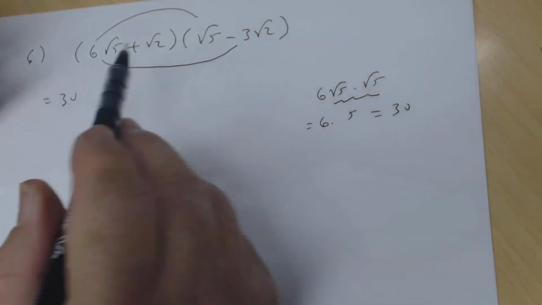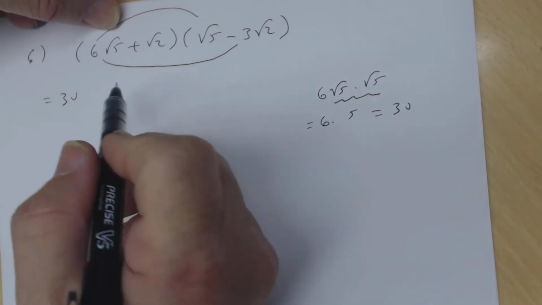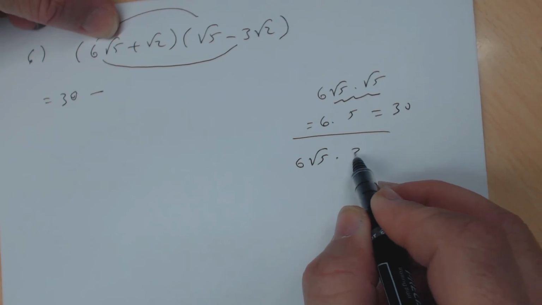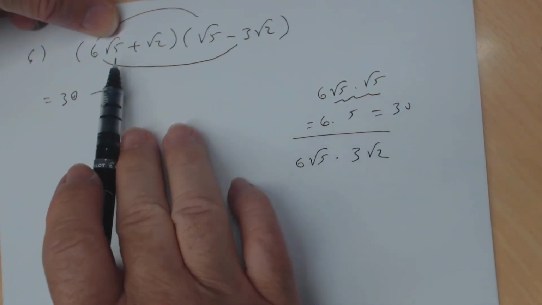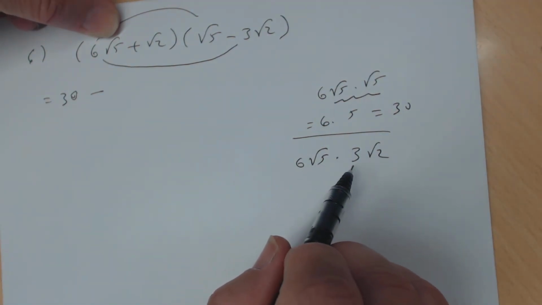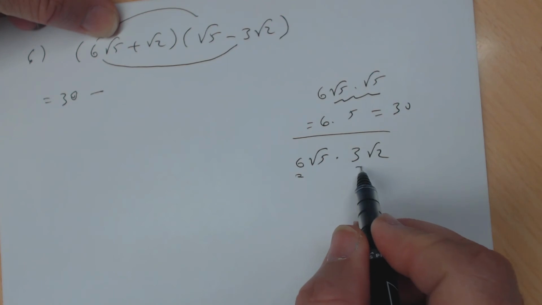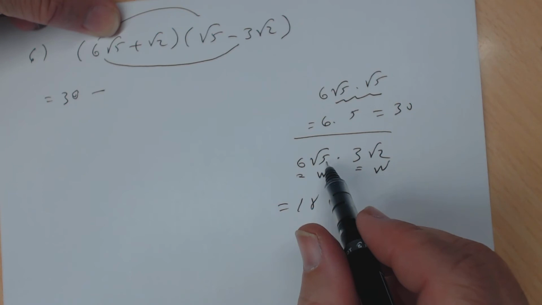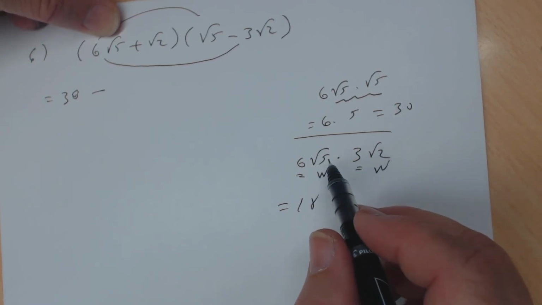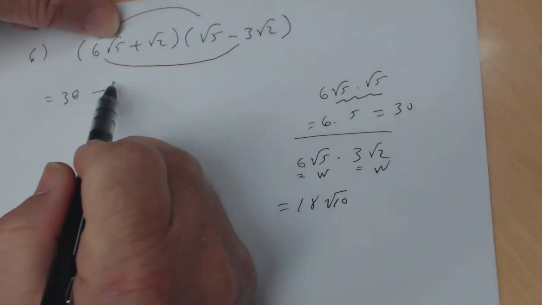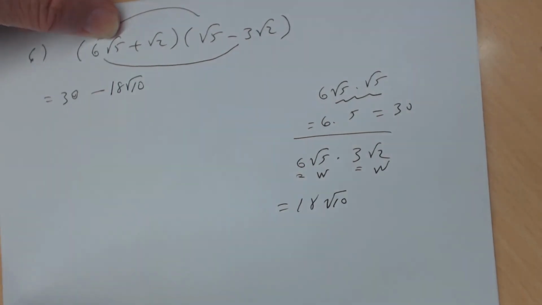Now the outer. First of all, a positive times a negative is a negative. All right, now let's look at what we have here. We have 6 square root of 5 times 3 square root of 2. So 6 times 3 is 18. And then the square root of 5 times the square root of 2. Remember when you multiply square roots, you just multiply the radicands together. So it'll be the square root of 5 times 2, which is 10. So that's what goes here. So that's 18 square root of 10.